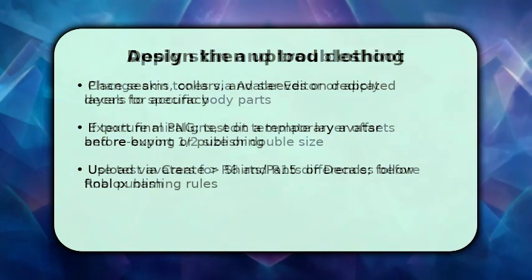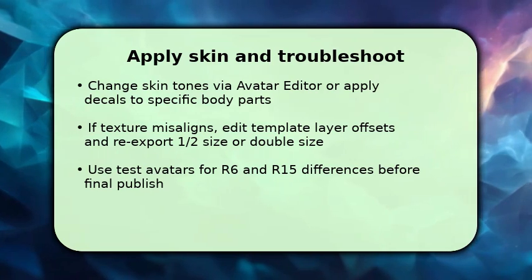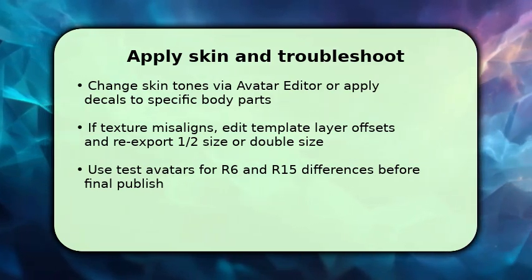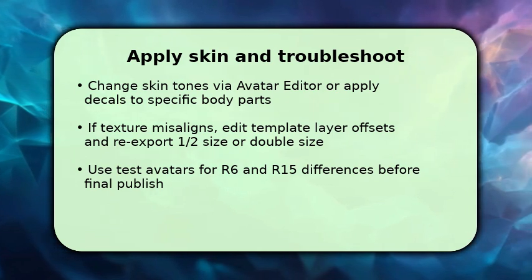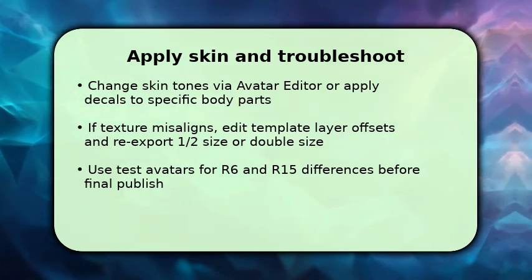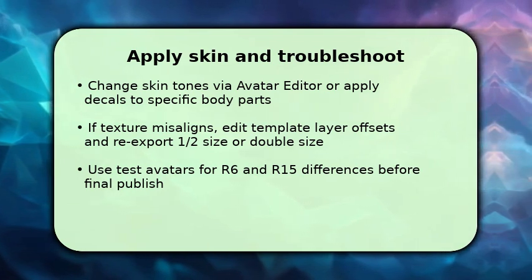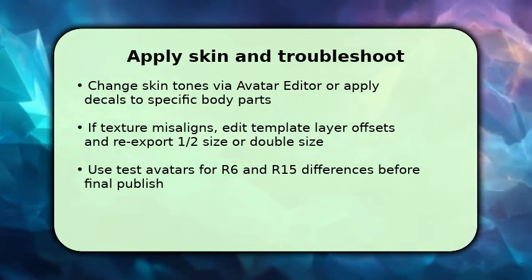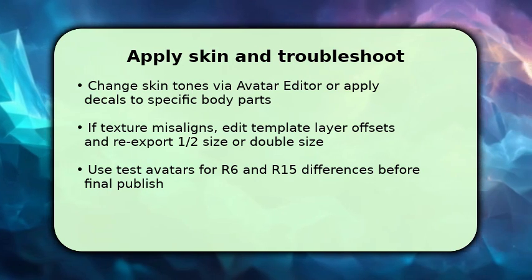You finish by applying the clothing and adjusting skin tones. Open Avatar Editor to mix the new shirt or pants with a chosen body color or body part decals. If seams look off, edit the template and shift layers slightly, then re-export. Small offsets fix most misalignments.